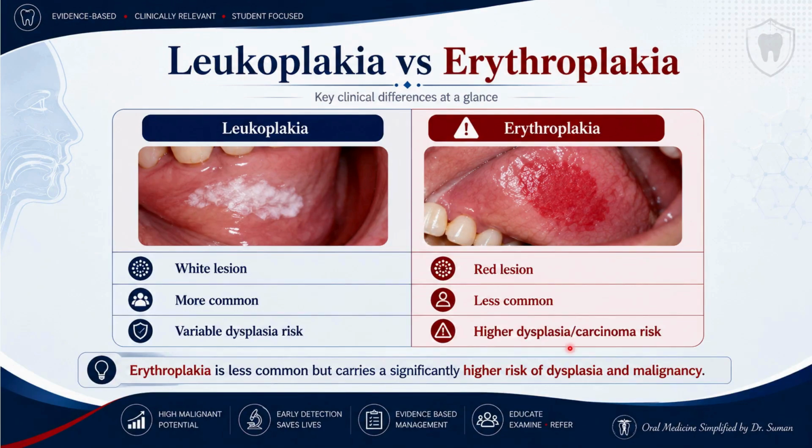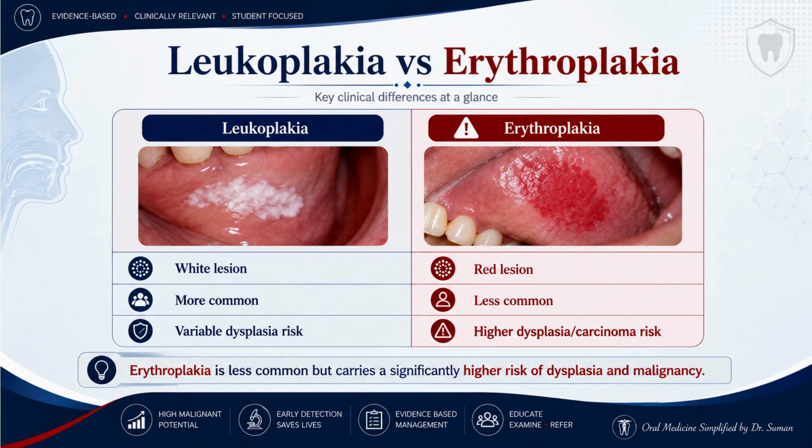This comparison is included only briefly because leukoplakia has already been discussed in detail in a separate series. Leukoplakia is a white lesion and is more commonly encountered, while erythroplakia is a red lesion and is less common. However, erythroplakia is often more concerning because a true persistent red lesion is more likely to show severe dysplasia or carcinoma at diagnosis. So, the purpose of this comparison is not to revise leukoplakia. The purpose is to highlight why erythroplakia deserves urgent clinical attention.